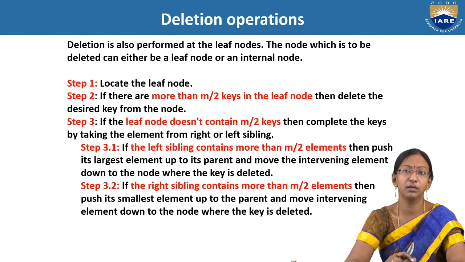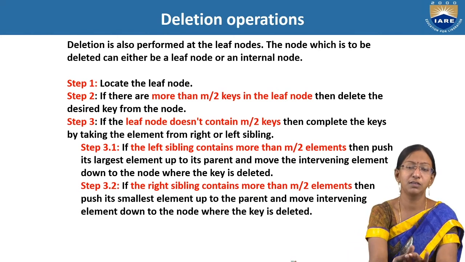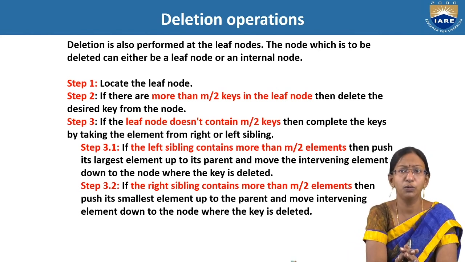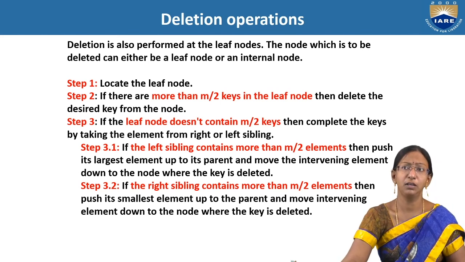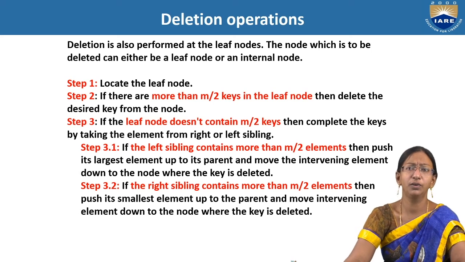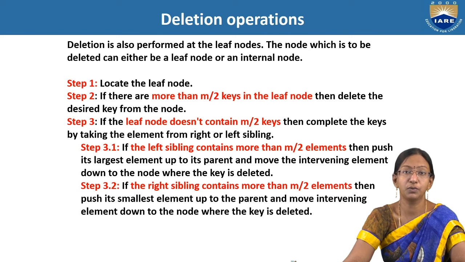So have a look at this algorithm. Locate the leaf node first of all using the basic search operation. So if there are more than m by 2 keys in the leaf node, then you delete the desired key. Okay, the desired key which you want to delete. There will not be a problem. But if the leaf node doesn't have half of the keys, then you have to take either one of the steps.